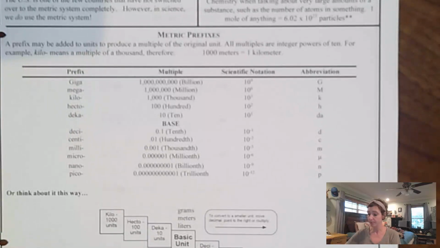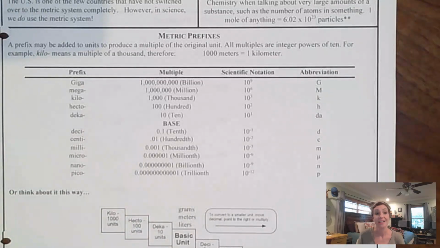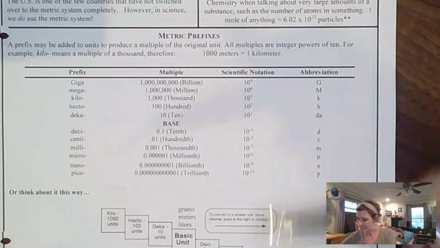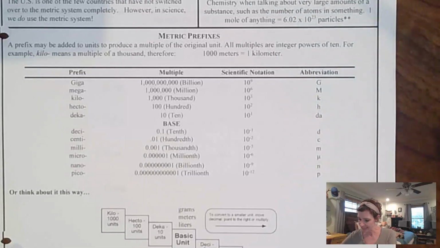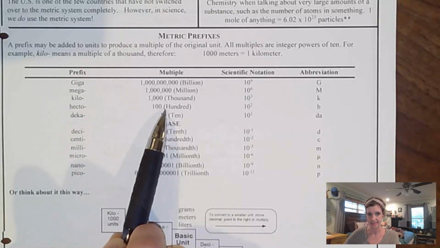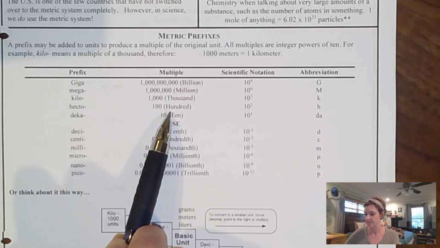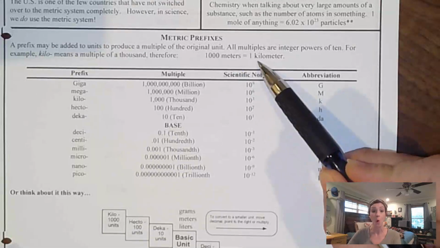Okay, metric prefixes. There we go. All right, so a prefix can actually be added to any one of these base units to produce a multiple of whatever that original unit is. And the cool thing is that all of those multiples are integer powers of 10, okay? So for example, a kilo right here means a multiple of 1,000. So therefore, we can make the statement that 1,000 meters is equal to 1 kilometer.